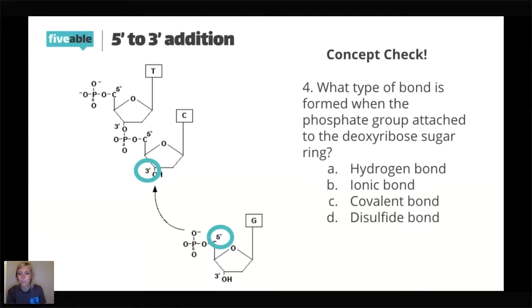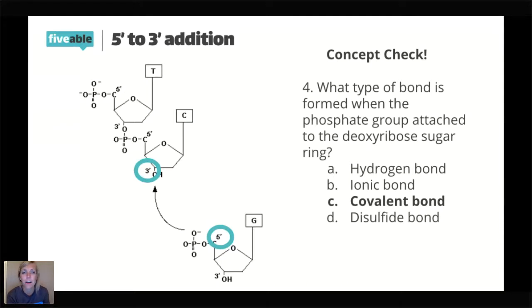Oh no, that's from the previous question. But all my answers are still the same. Wow. I keep using C as the answer. That's not what most teachers do. Sorry about that. It's a covalent bond. So this is a huge thing for everyone to know. The covalent bond is your phosphate sugar backbone.